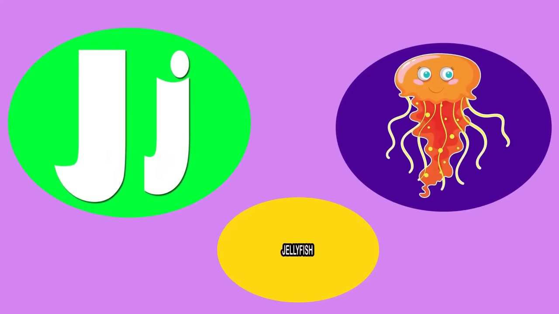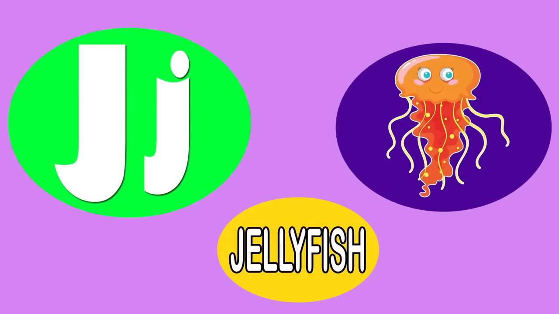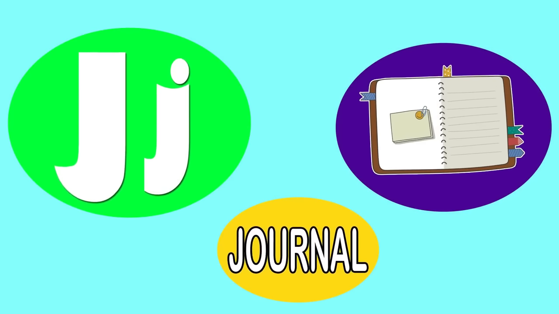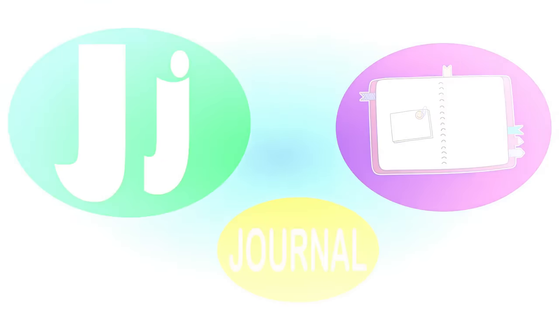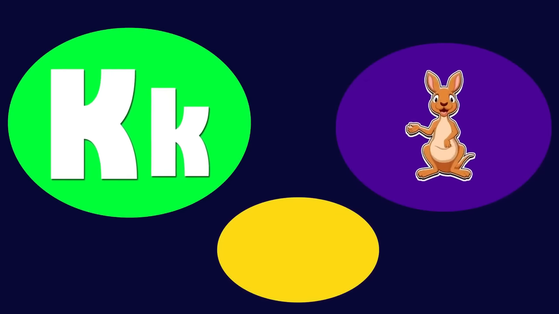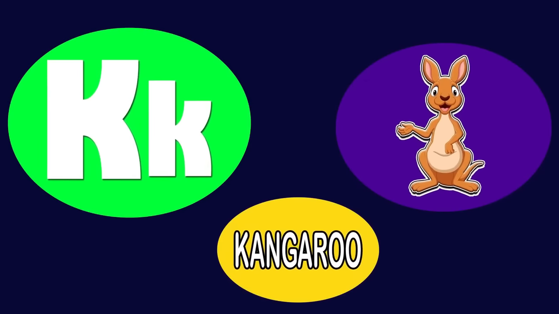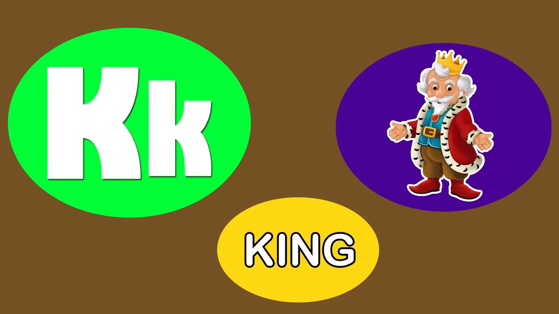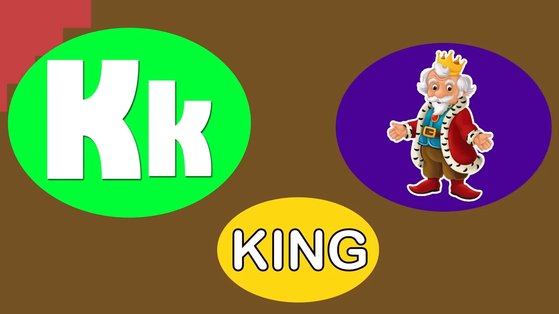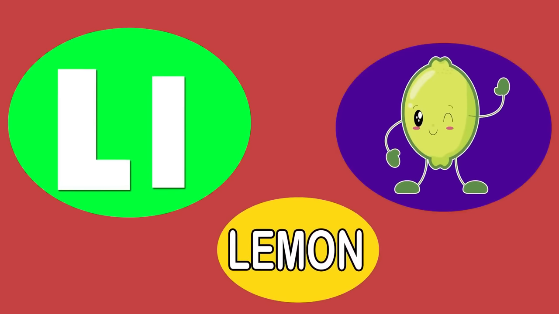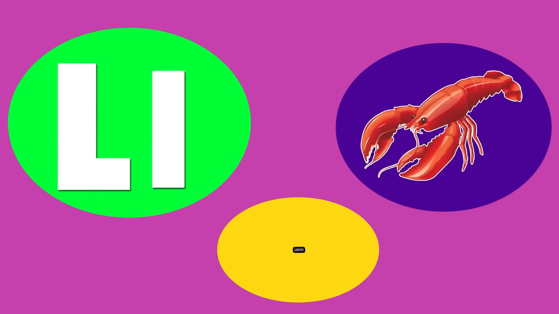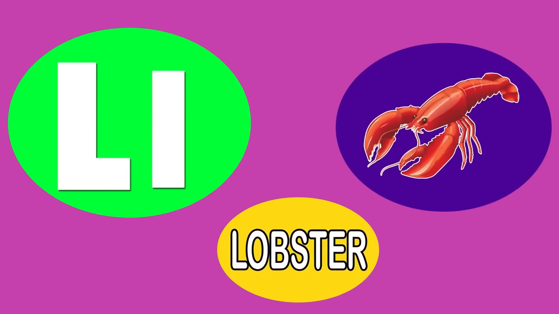J for jellyfish, jellyfish. J for journal, journal. K for kangaroo, kangaroo. K for gang, gang. L for lemon, lemon. L for lobster, lobster.